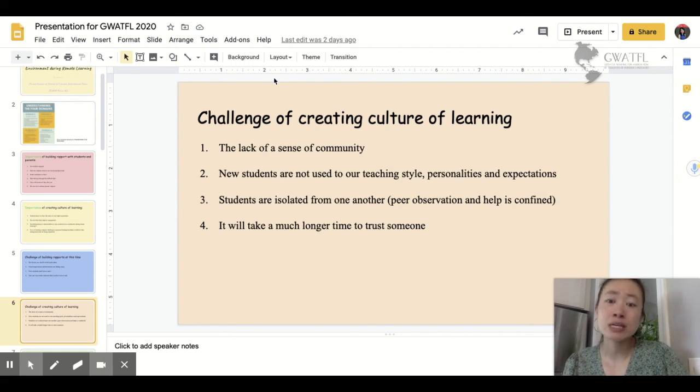And the last one is, it will take a much longer time to trust someone. We can still build relationships, we can still build a culture of learning, but with the remote learning approach, it takes, I don't know how many times longer to create that. And the trust level won't be the same as the one we could build in in-person teaching.